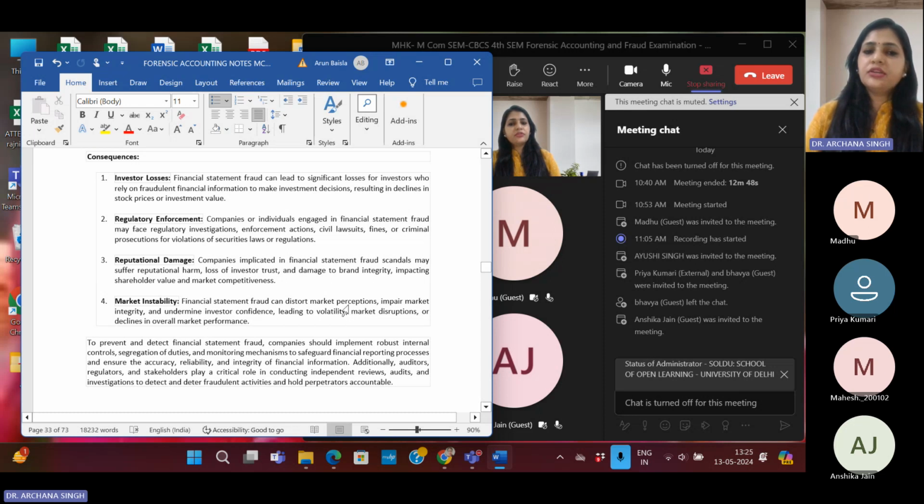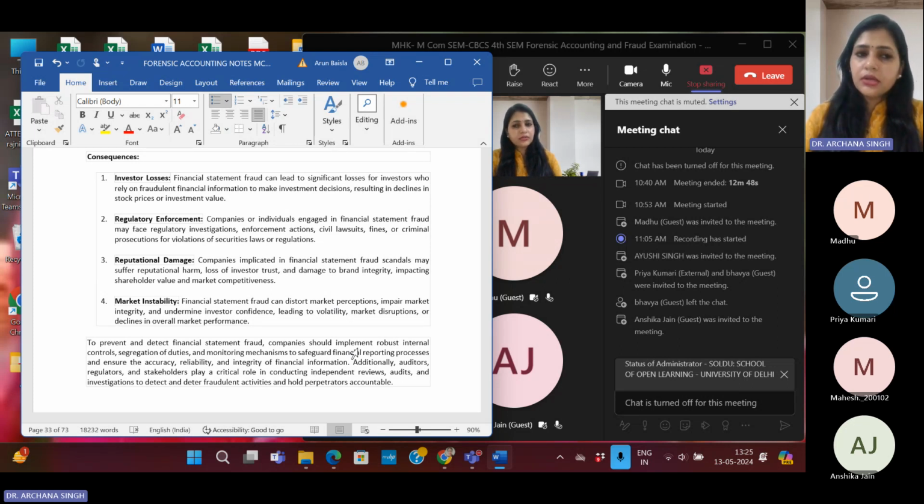So financial statement fraud can distort market perceptions and undermine investors' confidence. It may lead to volatility in the market, disrupt the market position, and decline overall market performance. To prevent this financial statement fraud, companies should implement a very robust internal control system so that they can segregate the duties and monitor the mechanisms to safeguard their reporting processes, and ensure the accuracy, reliability, and integrity of the financial information.